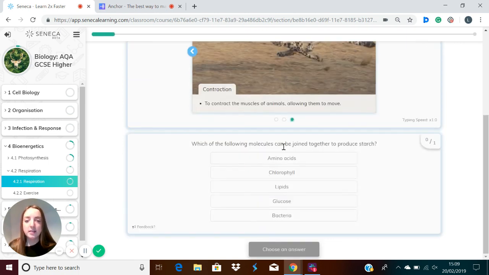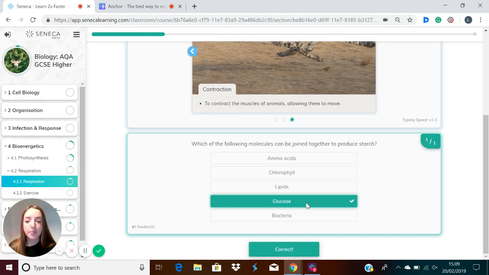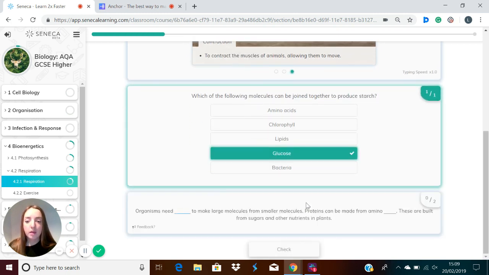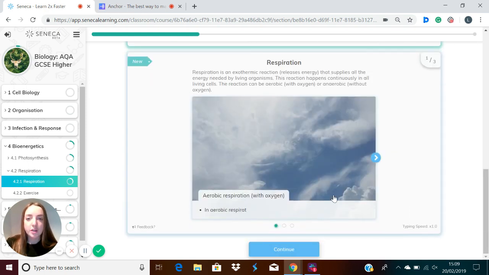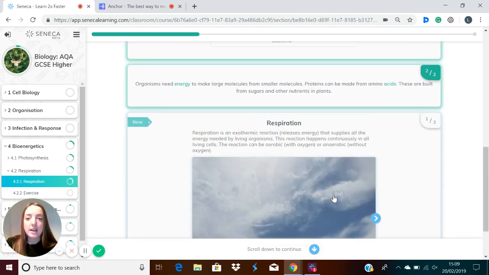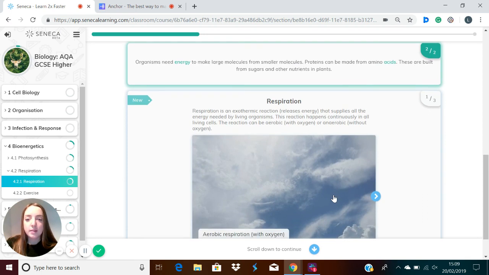So what is the reason that molecules can be joined together to produce starch? Which molecules can be joined together? Glucose molecules. So what do organisms need energy for? They need energy to make large molecules from smaller molecules. Proteins can be made from amino acids, and these are built from sugars and other nutrients in plants.